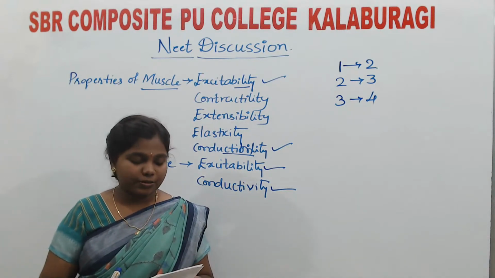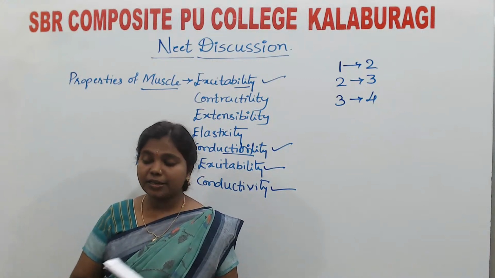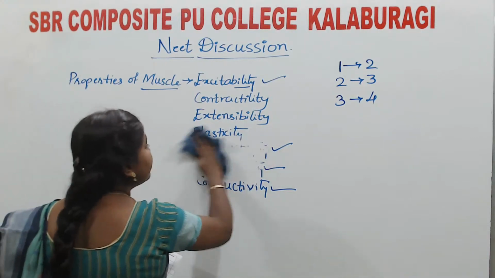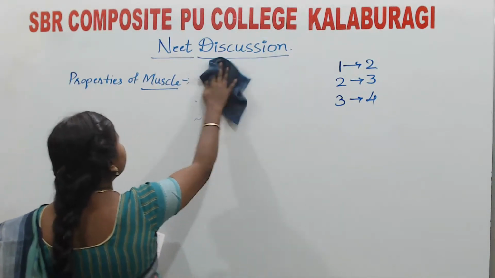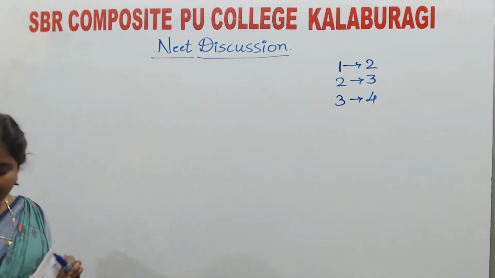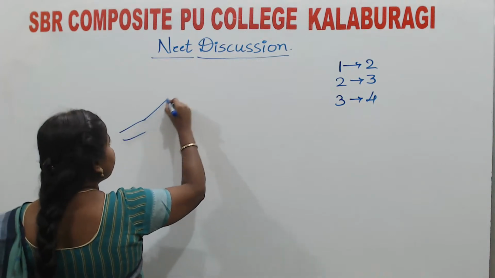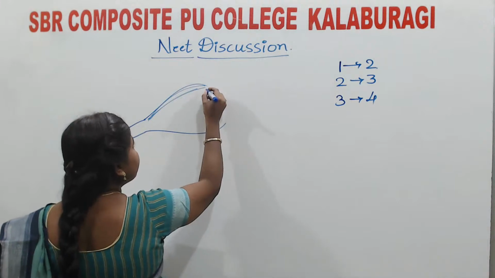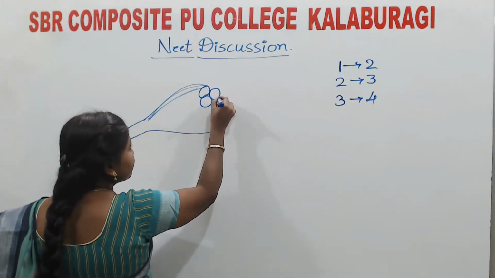Okay. And next, the fourth question: a bundle of muscle fibers is called. So here we know that muscles are arranged in bundles. We cannot identify a single cell, but usually when we take the muscles, they will be arranged in bundles.